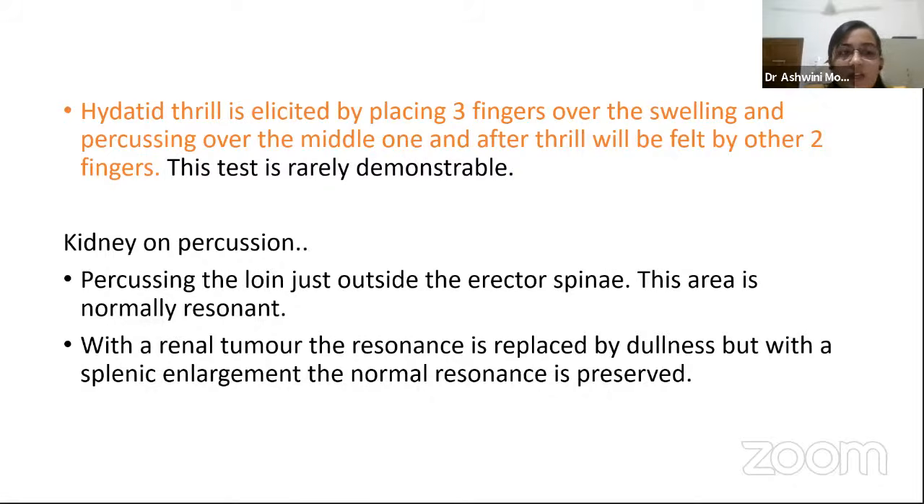Now percussion of the kidney. On percussing the loin just outside the erector spinae, this area will normally be resonant. With a renal tumor, this resonance will be replaced by dullness, but with splenic enlargement, this normal resonance will be preserved. So we can differentiate splenic enlargement from a renal mass by this percussion test over the back. This was all about the percussion.